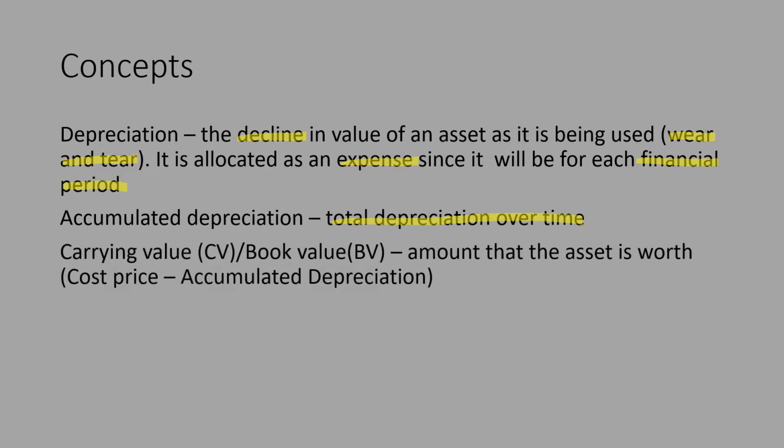That's accumulated depreciation. Then carrying value or book value, right? This is the amount that the asset is worth in the books. Mostly we're talking about the balance sheet, right? This is what is shown on the face of the balance sheet. When you're preparing the balance sheet at the end of the year, all your fixed assets are shown at carrying value or book value, right?